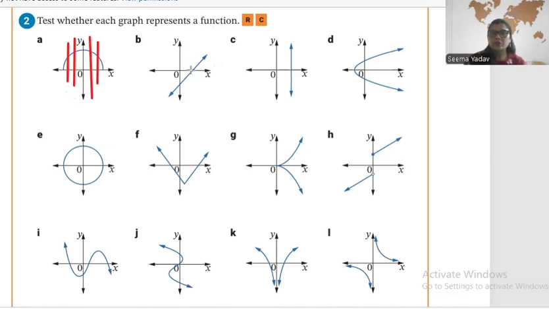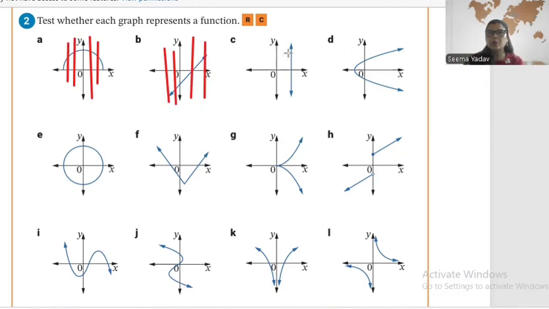Now for the next problem, the next graph. In the same way, we need to draw a vertical line on this graph. You can see any vertical line will cut this graph at once, so it represents a function. This graph represents a function.